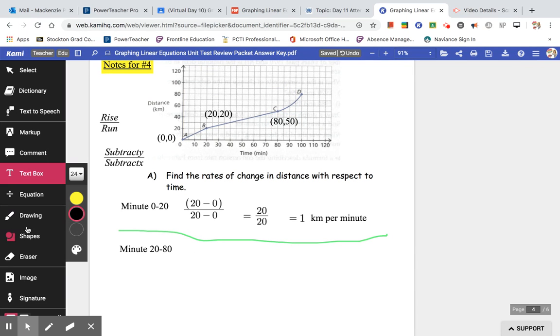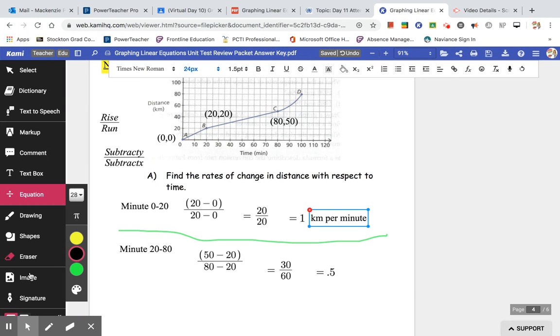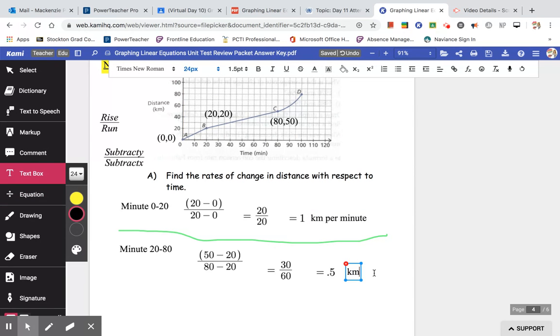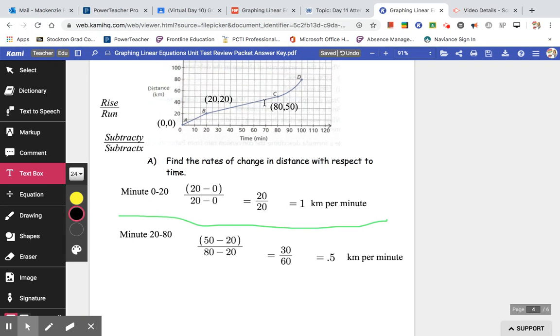So when I go ahead and do my subtracting, on the top we're doing the 50, because that's the second one, minus the 20. And on the bottom will be the first value, so 80 minus the 20. When I simplify that, I get 30 over 60, which when you divide those, you get 0.5. And the label actually stays the same for all of these. It'll be kilometers per minute. So that will be this line from B to C here.